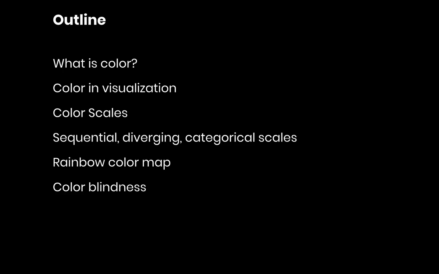So in today's lecture, we're going to cover how to use color in visualization. What is color? What does color mean for visualization? What color scales exist that you can use to represent your data? We have 3 different scales that we're going to talk about, and we're going to talk about fallacies with color, such as the rainbow map, and how to support people with color blindness in reading your visualization correctly.